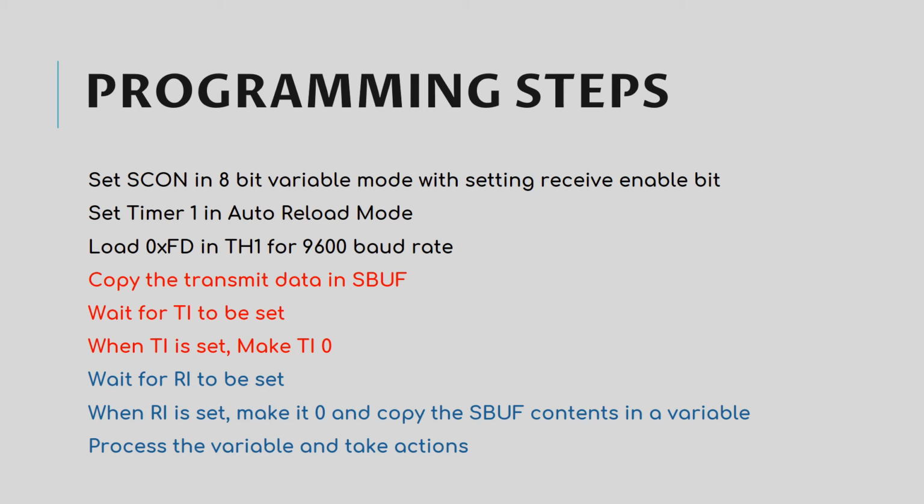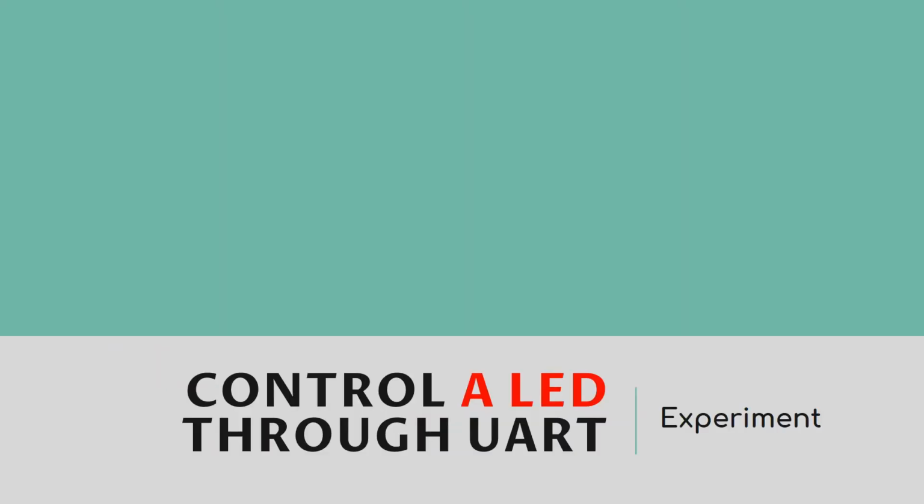When you are transmitting, you have to copy the transmit data to SBUF and then wait for TI to be set. When TI is set, that means transmission is finished. Then you have to make TI 0. Similarly, wait for RI to be set. When RI is set, make it 0 and copy the SBUF contents into a variable. Then you can process the variable and take actions. We'll do this in the form of an experiment. So let's control an LED through UART.